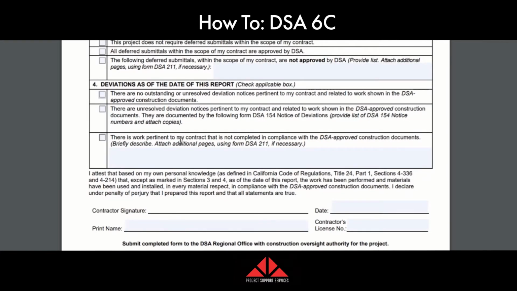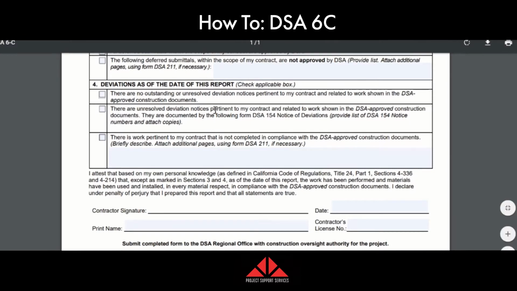Now, the last box is deviations as of the date of this report. You would click box 1 if there's no deviations, or box 2 if there are unresolved deviations. And then, of course, there's the last one: there is work pertinent to my contract that is not completed. You would click box 3, briefly describe, or if you can't, attach a 211.